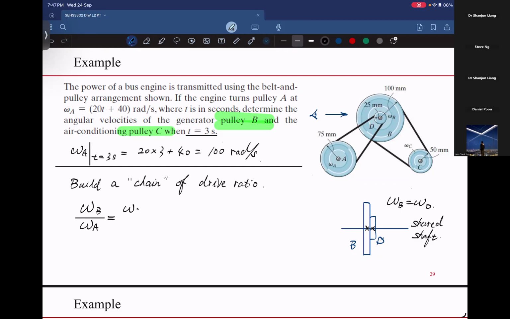So for omega B, we see what it experiences from B to A. Actually, B and D, because B and D are on a shared shaft, and then from D to A, right? So therefore, omega B can be over omega D, and as it's divided by omega D, we need to multiply by omega D to do the compensation, and then we divide it by omega A here.